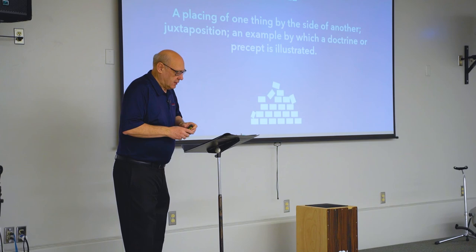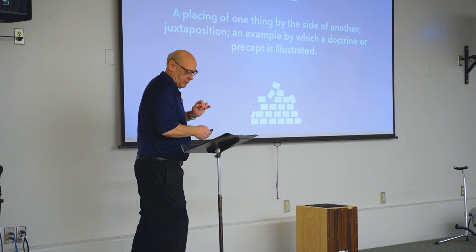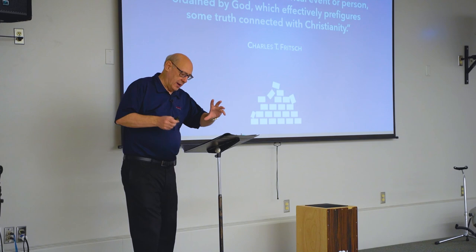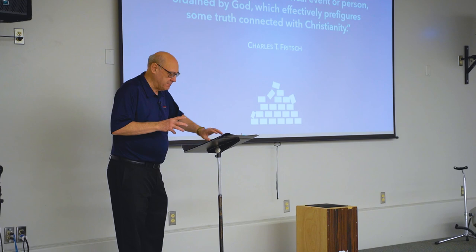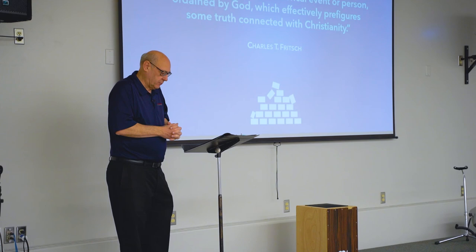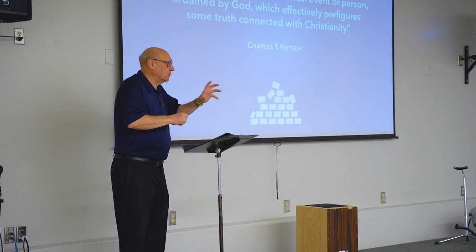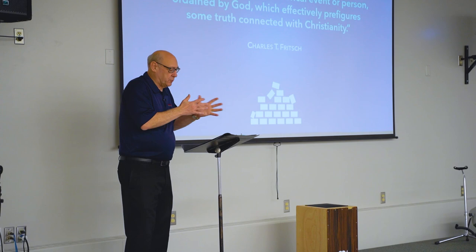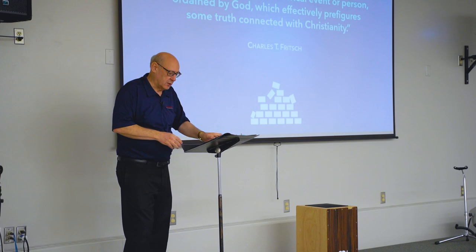Okay, so in conclusion, a little bit more of a definition. A type is basically something that prefigures something else. A type is also an illustration, a historical event or person ordained by God, which effectively prefigures some truth connected with Christianity. And so it has to be an institution like the sacrificial system in the Old Testament, a historical event like the crossing over through the Red Sea, or a person like Joseph, we'll look at it in a minute, who's ordained by God, which effectively prefigures some truth connected with Christianity.